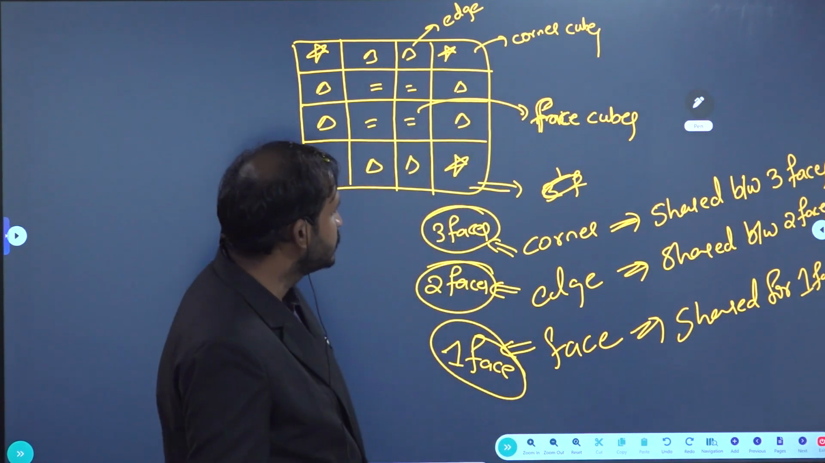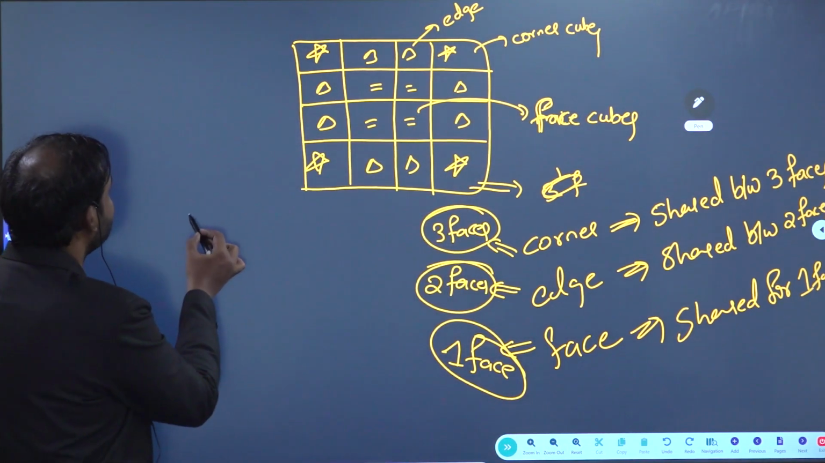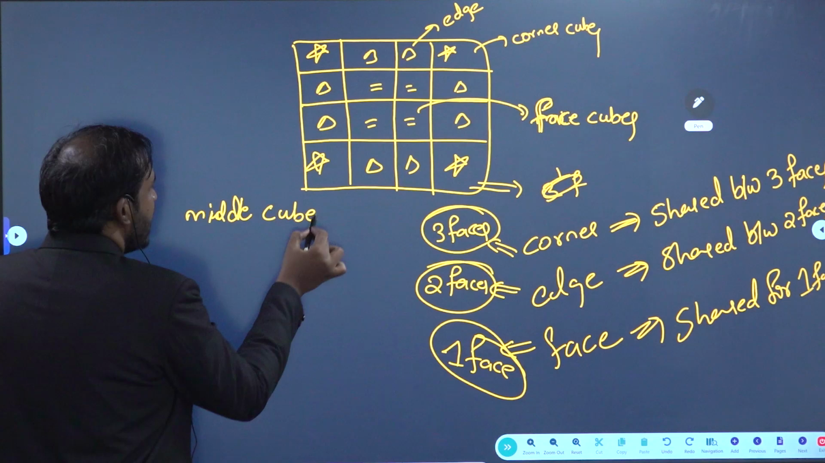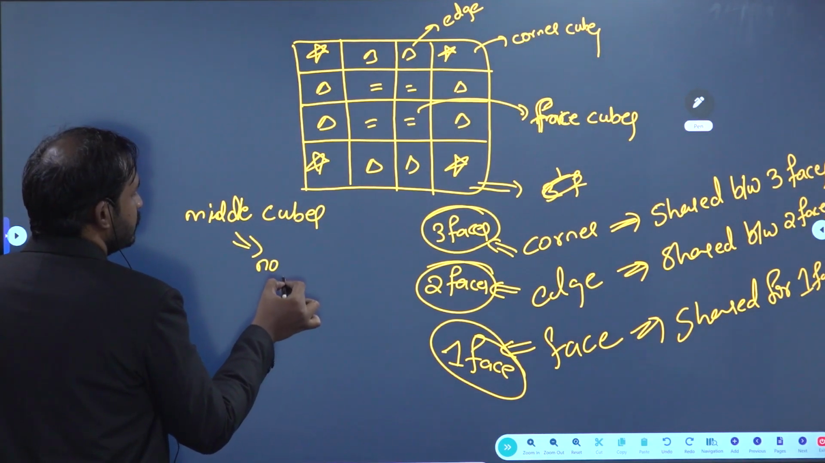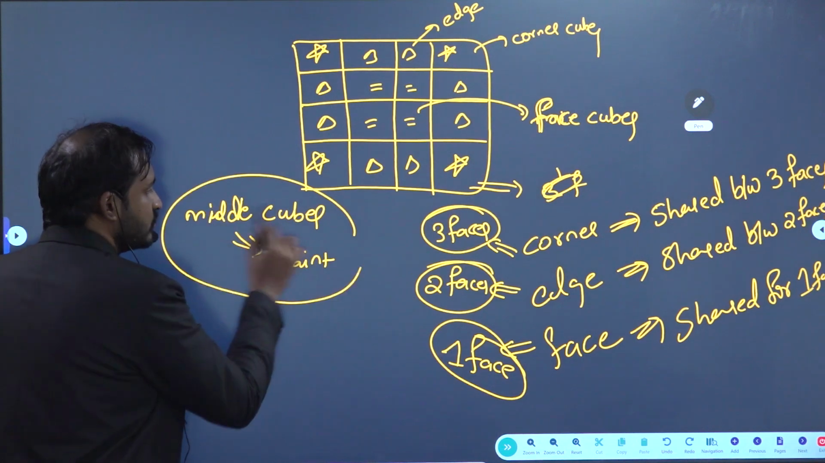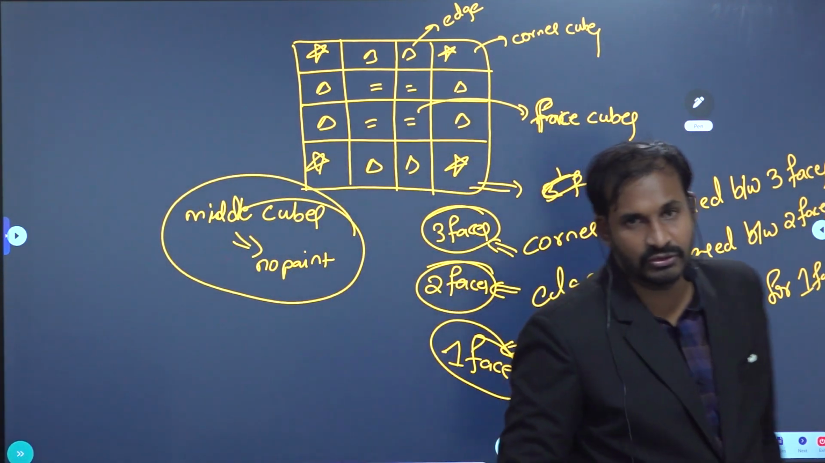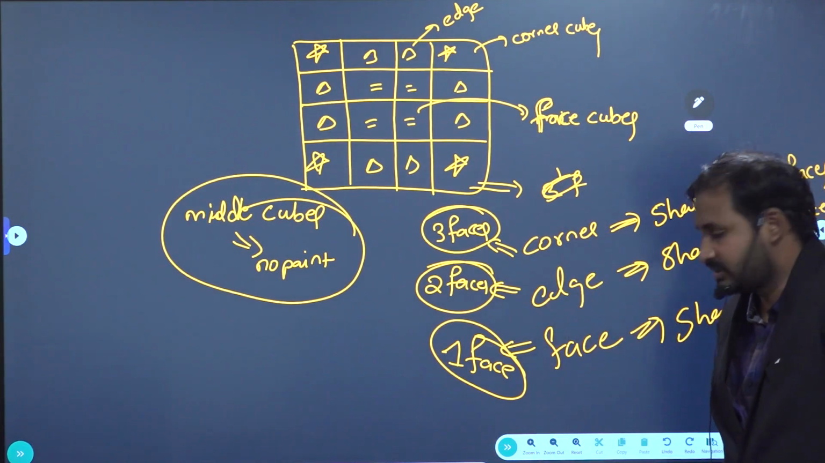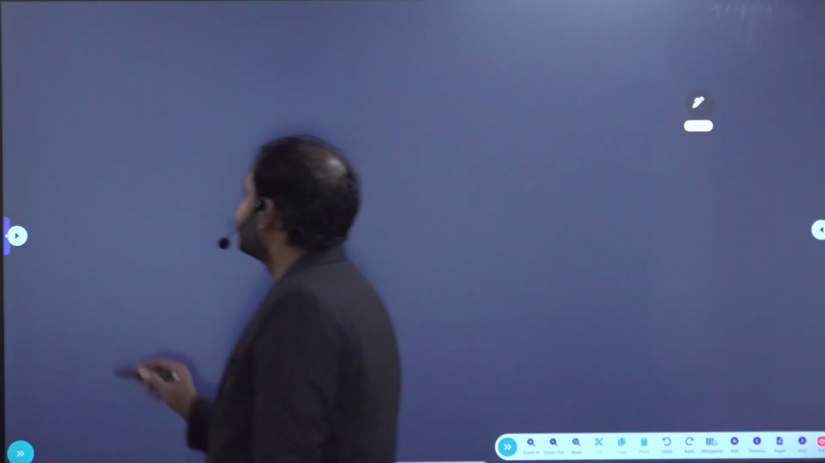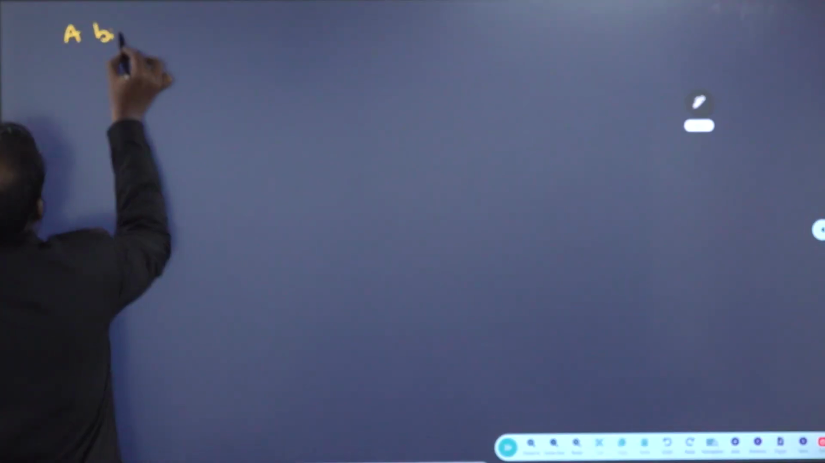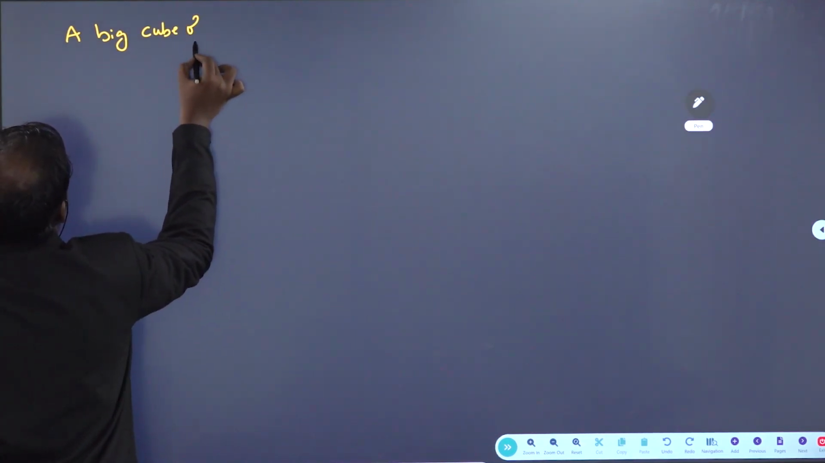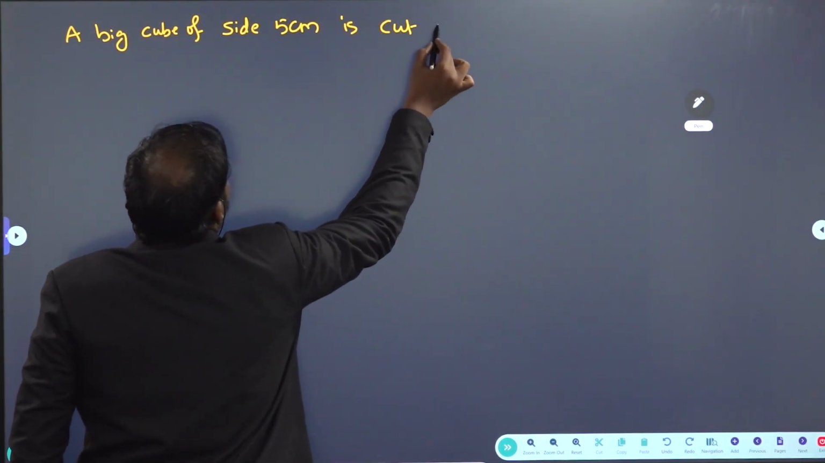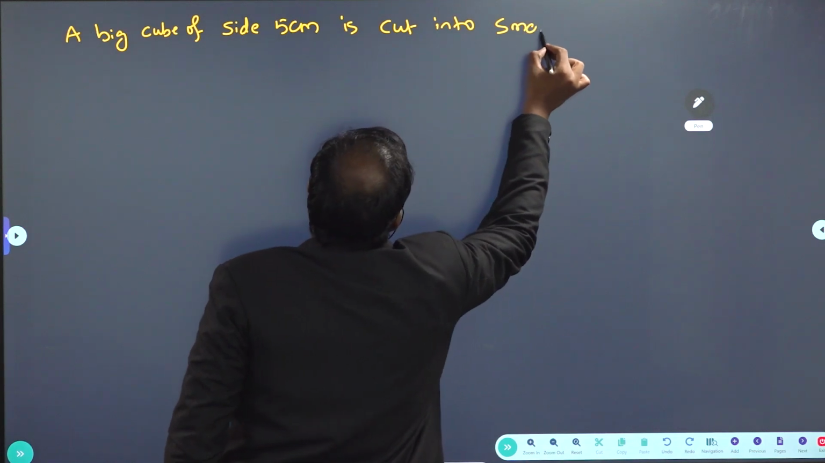So there will be some other cubes. What are they called? Middle cubes. And they will not get paint at all. Those cubes are called middle cubes. Now we will take an example and try to understand all these things, students. For example, a big cube of side 5 centimeters is cut into small cubes.